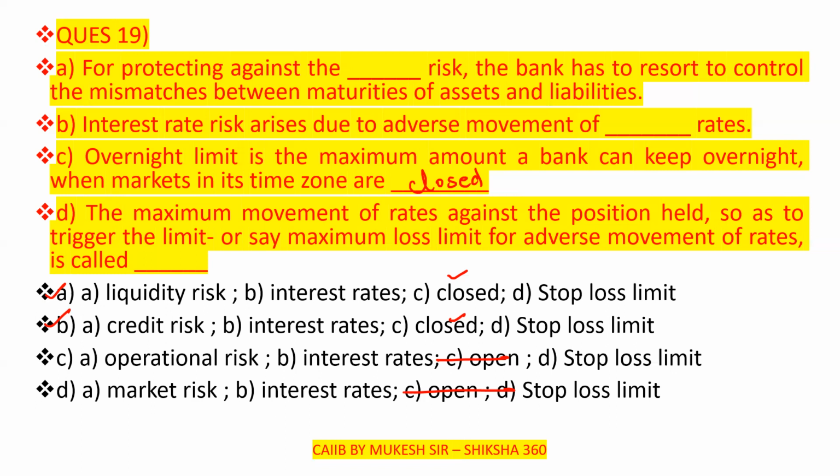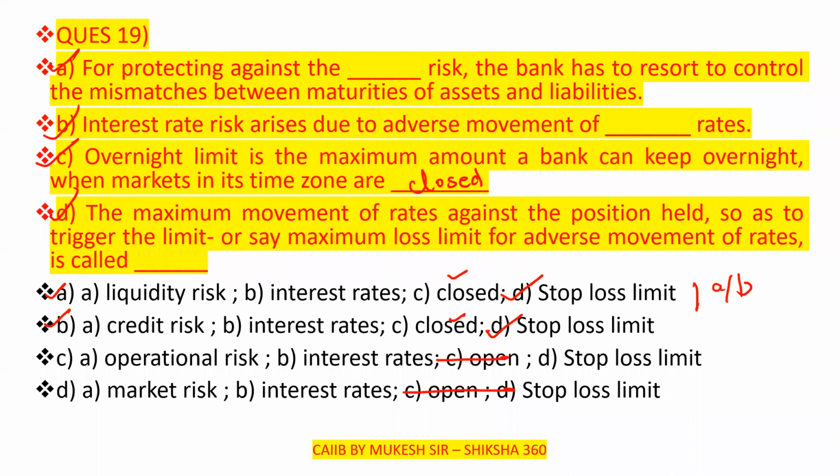So on the basis of that, how can we protect ourselves? We will fix a limit, and after that if it goes down, our shares will be sold, because this is the maximum loss which we can face. That maximum loss limit for adverse movement of rates is called the stop loss limit, which is present in both options A and B. So we have to think over that, clear, what is the answer.